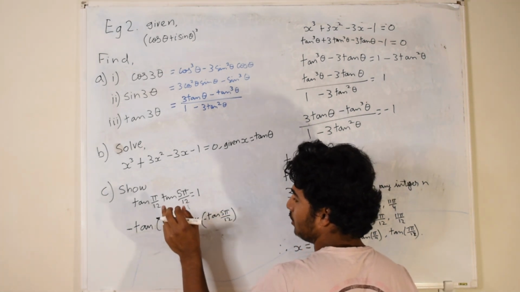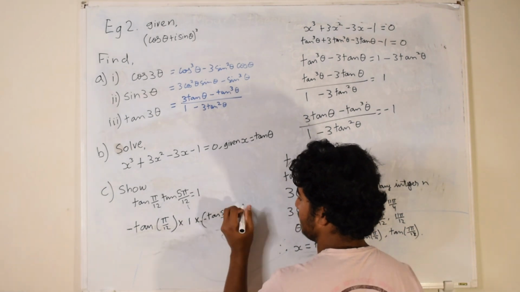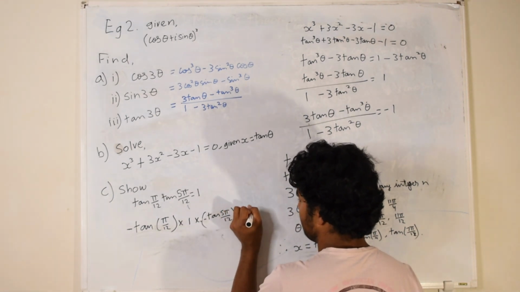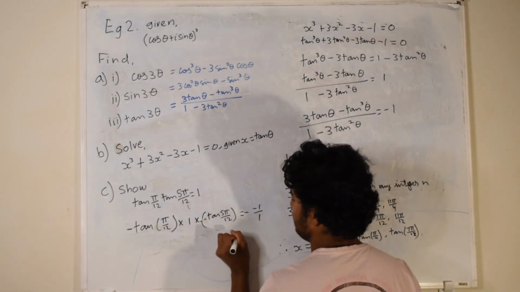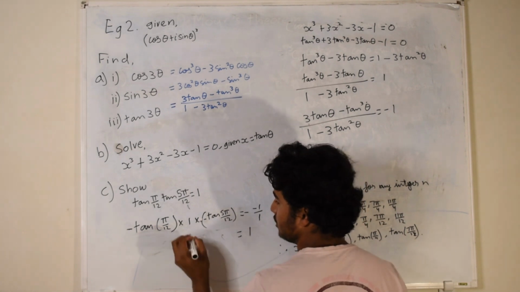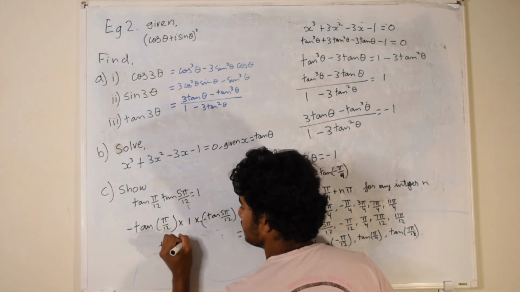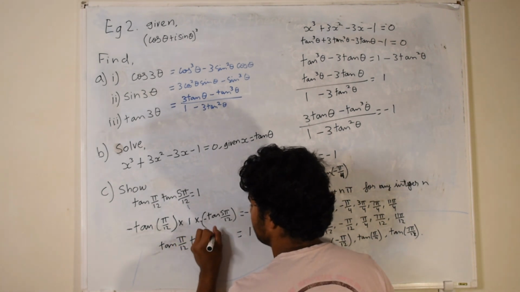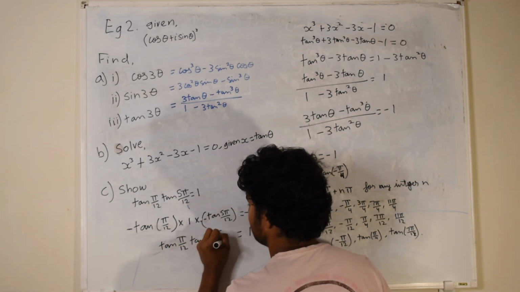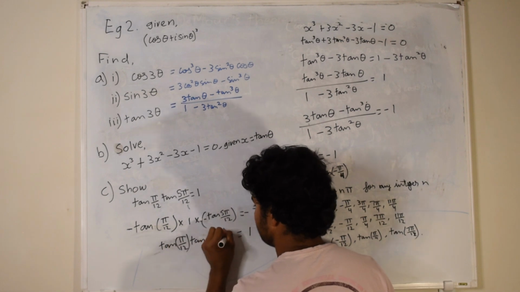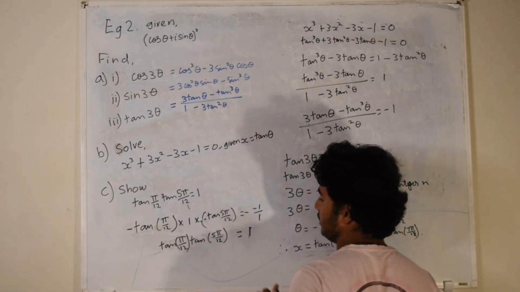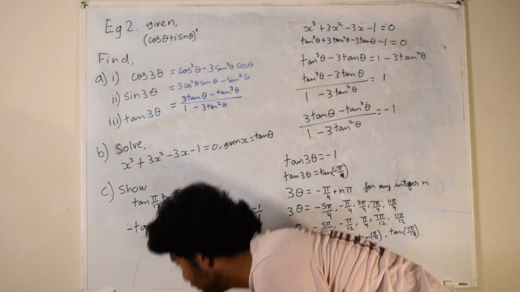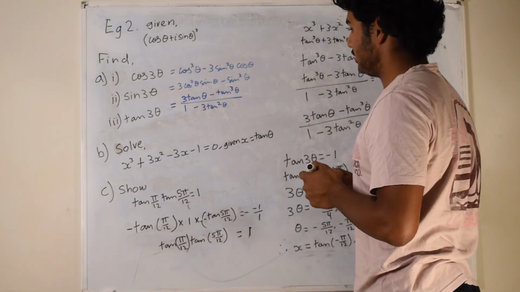So if we know that and that and that, that then equals to negative 1 upon 1, which then equals to 1. So therefore, tan pi upon 12, tan 5 pi upon 12 equals to 1. And that's how you do these questions.